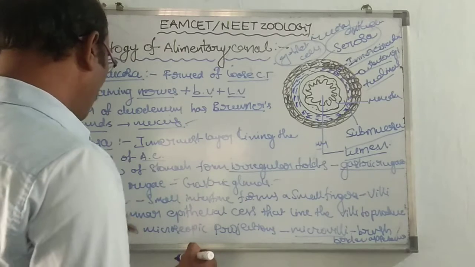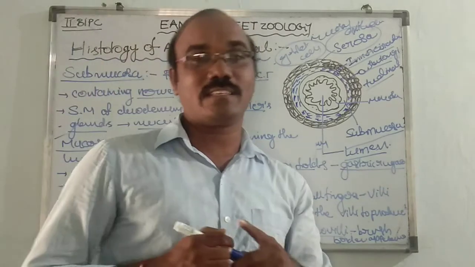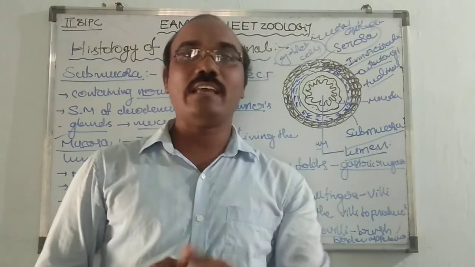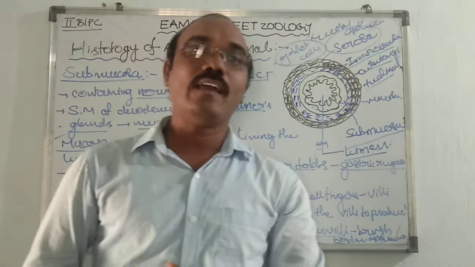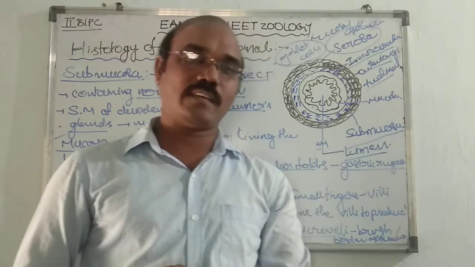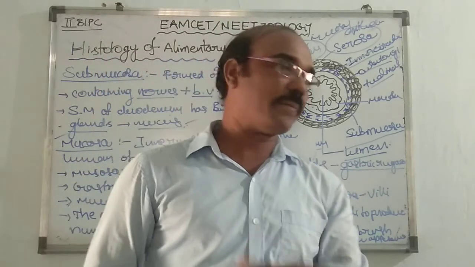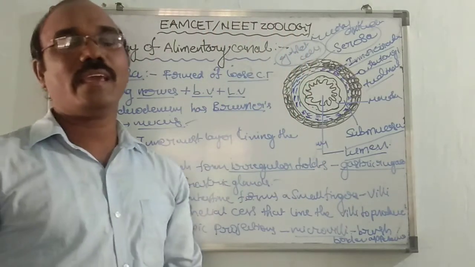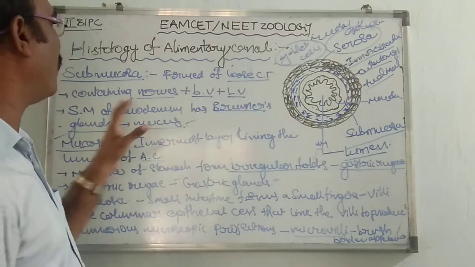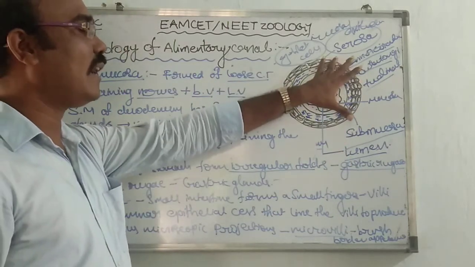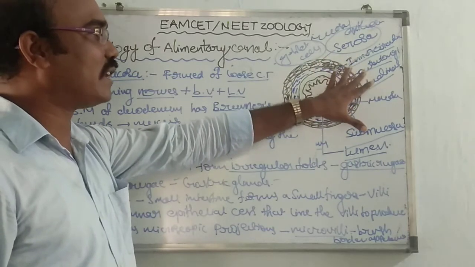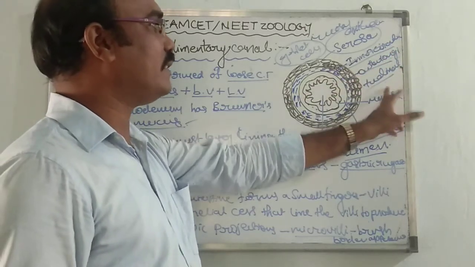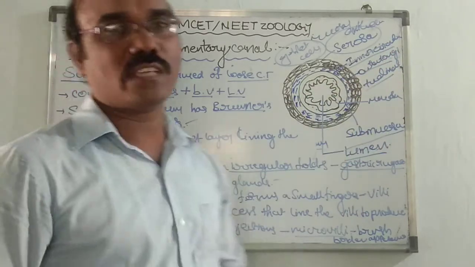Then the mucosa of the small intestine forms a specialized structure called crypts of Lieberkuhn. Then this is the histology of the alimentary canal. It is formed by four layers: serosa, muscularis externa, which contains inner circular muscles and outer longitudinal muscles, submucosa and mucosa.